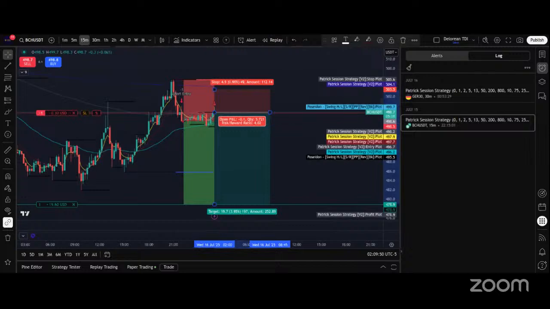Stop loss is $503.50. And that's for 49 pips. And entry price is $498.68.